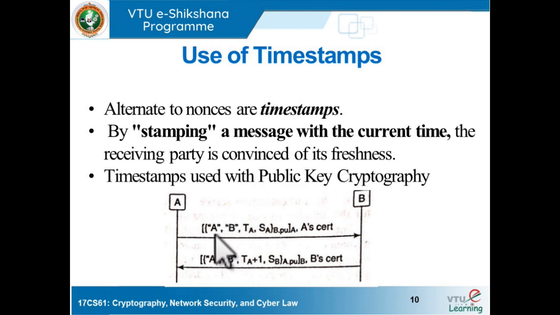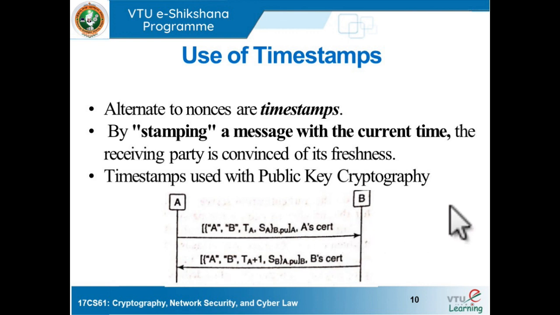Now over here A is sending its identity and it is telling to whom this message is intended, that is B, and TA is the timestamp at which this particular message was created, and then SA refers to the session value that A has selected. This is a random value selected. Along with that, this entire information is encrypted using the public key of B, and then it is in turn again signed using the private key of A, and then along with this information A's certificate is included and then sent to B.